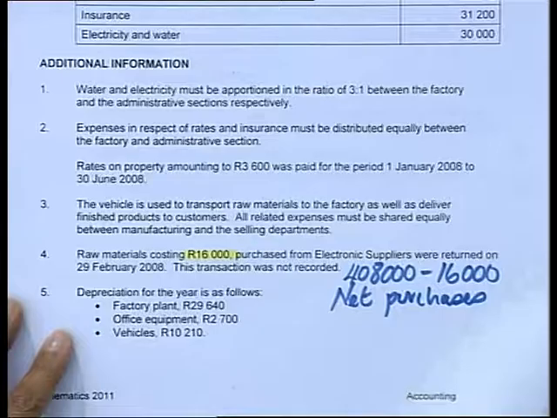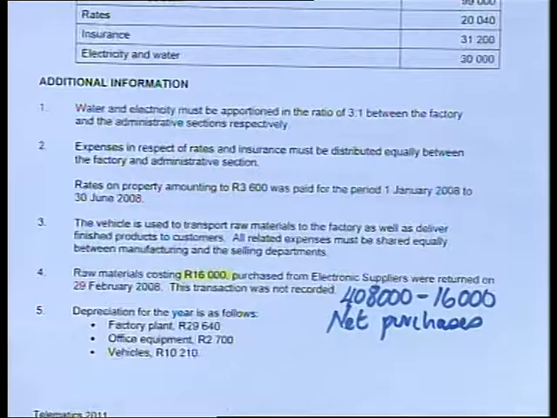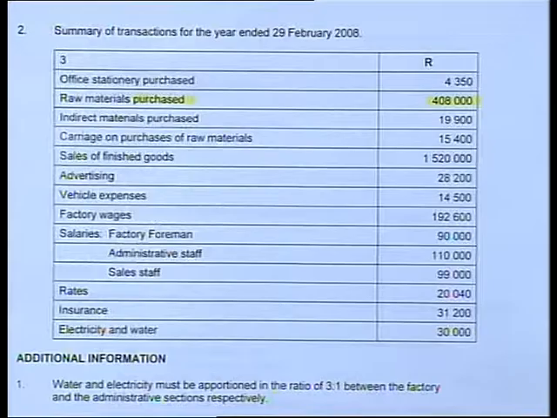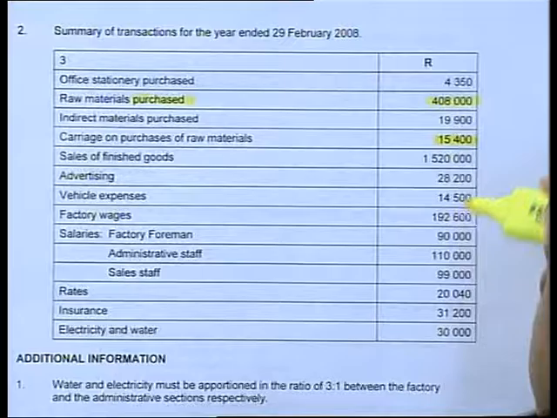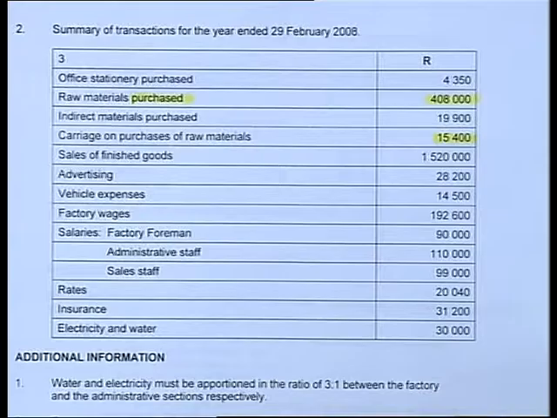The next item I must find is carriage on purchases. So I'm just finding all my information. Then I'm going to do my calculations. Remember, you have to know what you want and then find it. There it says carriage on purchases of raw materials. So 15,400 I'm going to put in. Okay, opposite carriage on purchases. So you list what you need and then you fill it in.